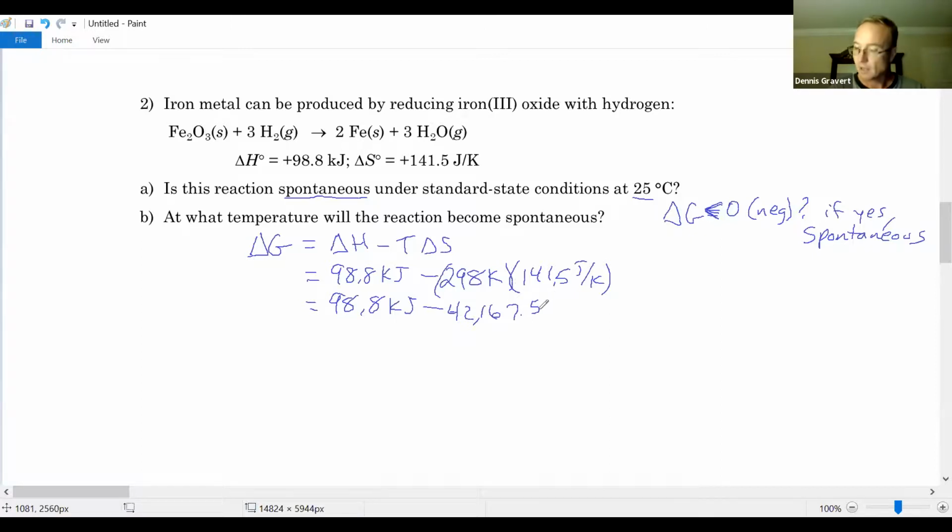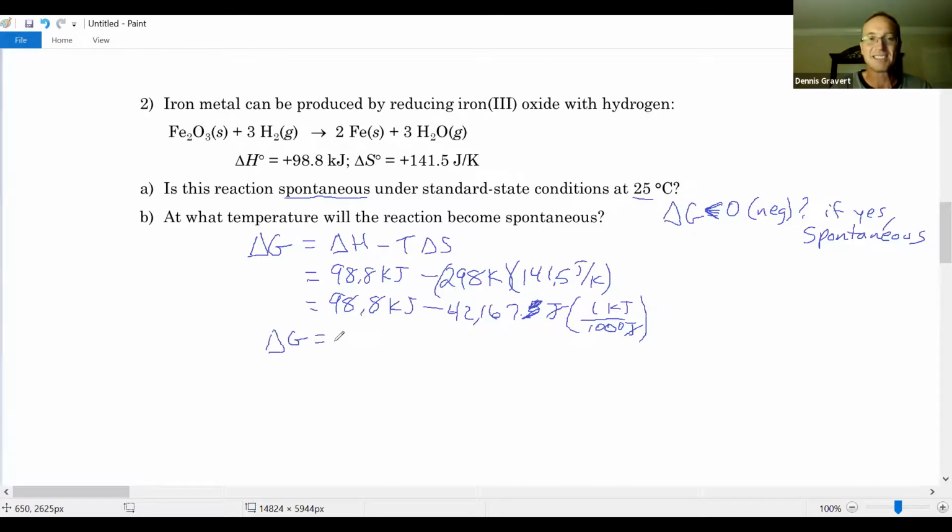Oh, I multiplied. I didn't write down all the digits, but this is in joules. I want to convert it back to kilojoules, so let's divide by 1,000 joules, multiply by 1 kilojoule. Joules cancel. Multiply, divide by 1,000, and then subtract it from 98.